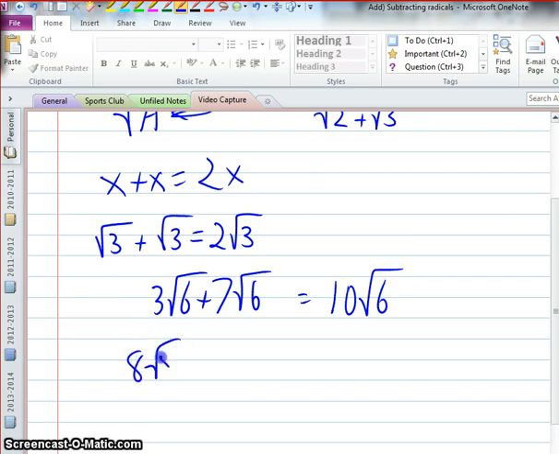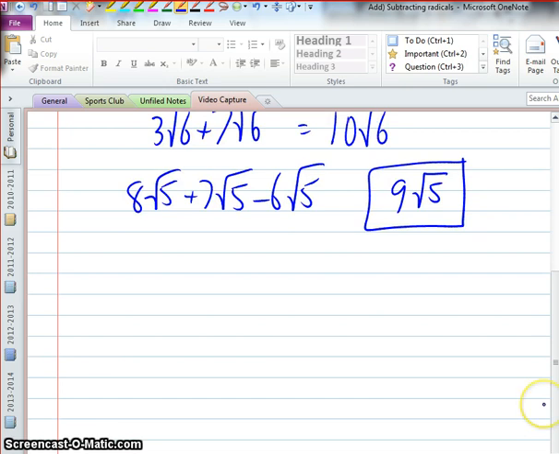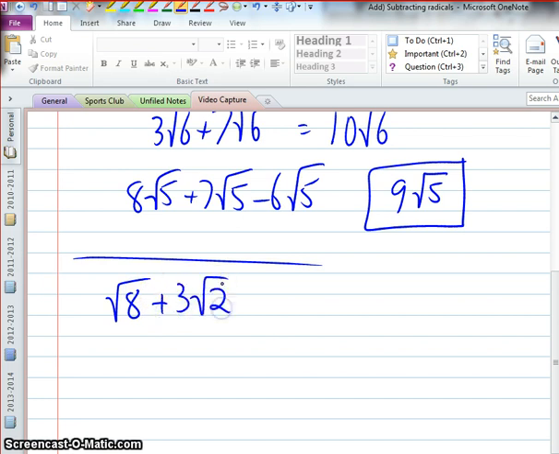8 square root of 5 plus 7 square root of 5 minus 6 square root of 5. 8 and 7 is 15, minus 6 is 9, so 9 square root 5. And then sometimes the more complicated piece of this is you will see a problem where they can't be combined in their present form. But going back and using some of the tools we learned in simplifying radicals, perhaps we can get them to where they are, in fact, going to be the same.